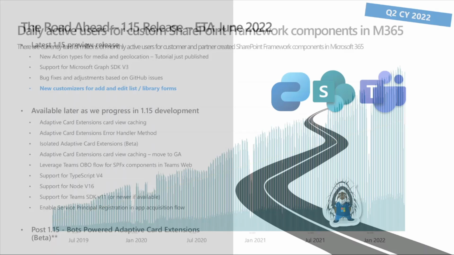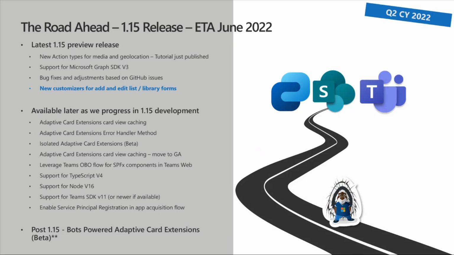Now, a quick update again on the roadmap side of the house. Like I said, the latest version of 1.15 preview was released this week. We will have one or two more preview releases before it goes to GA. Current ETA is the end of June, so June 2022. So there's still some time for adjusting things. We keep on introducing new features as part of these preview releases as we get closer and closer to the GA version.